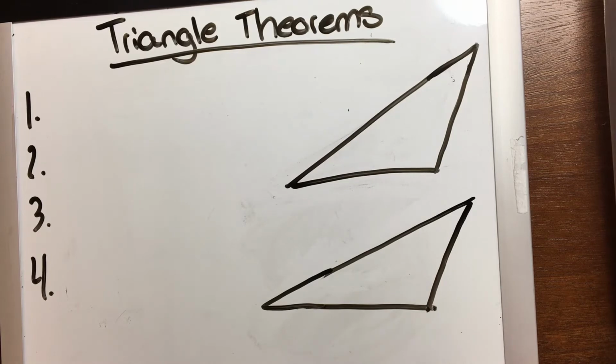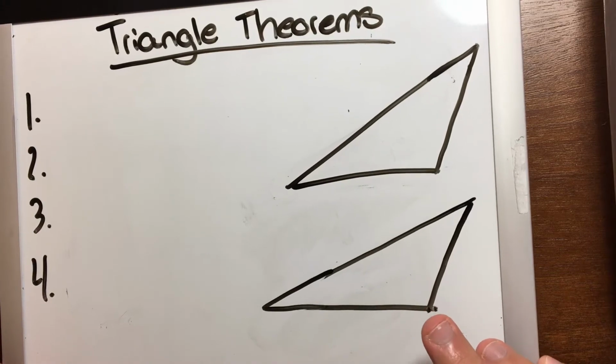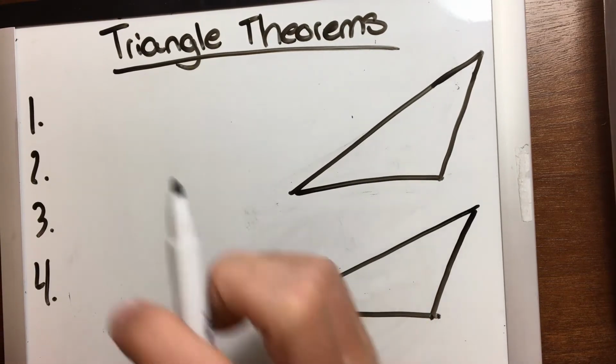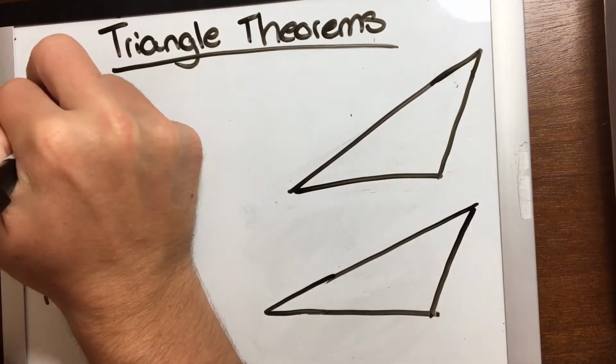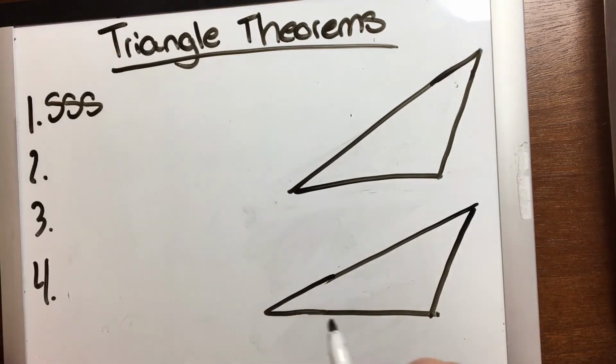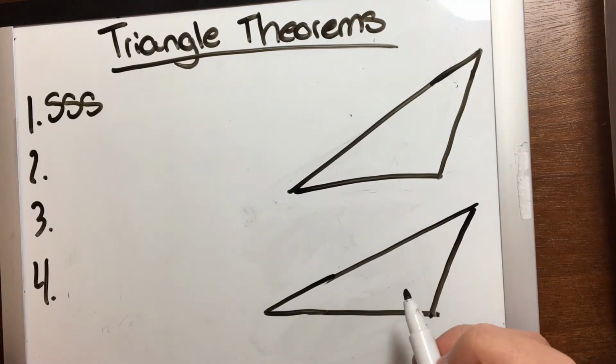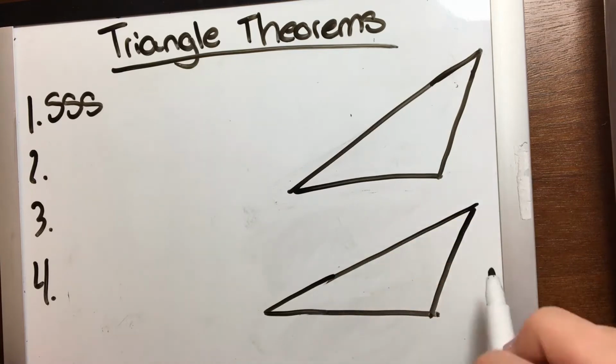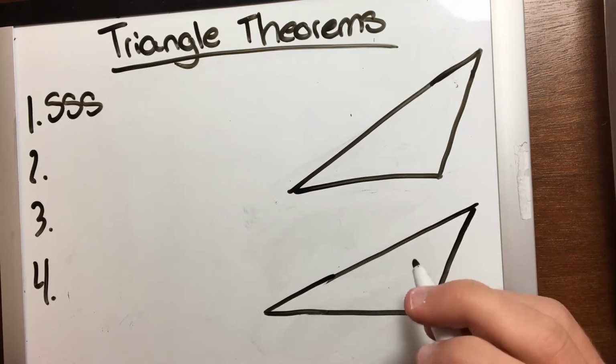Today we will be covering triangle theorems. To start off, we will have congruent theorems, and then we will follow up with similar theorems. So to begin, the first and most well-known triangle theorem is side, side, side. The side, side, side theorem states if all three sides are the same, then both triangles are congruent.